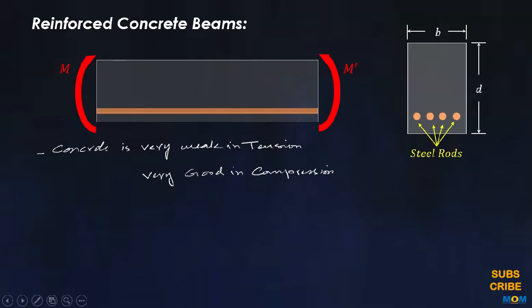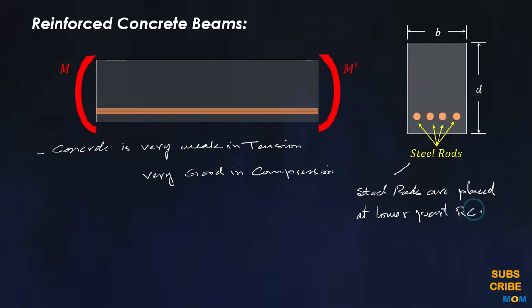Now that is why the steel rods are placed at the lower part of the reinforced concrete beams so that they carry all the tensile loads.